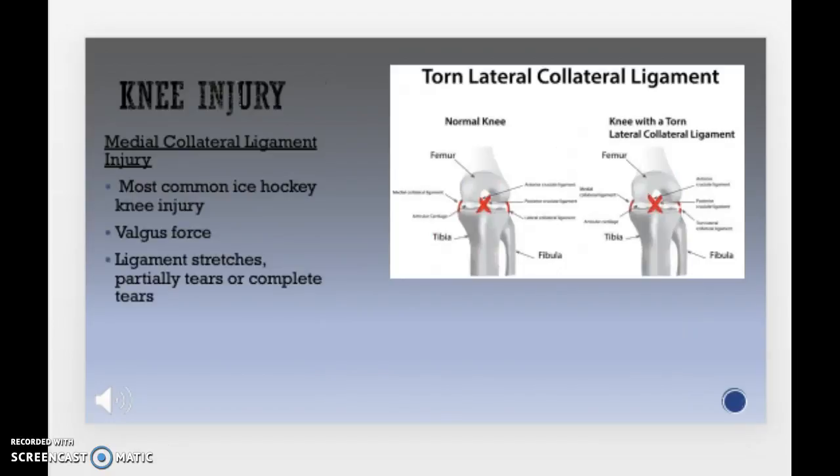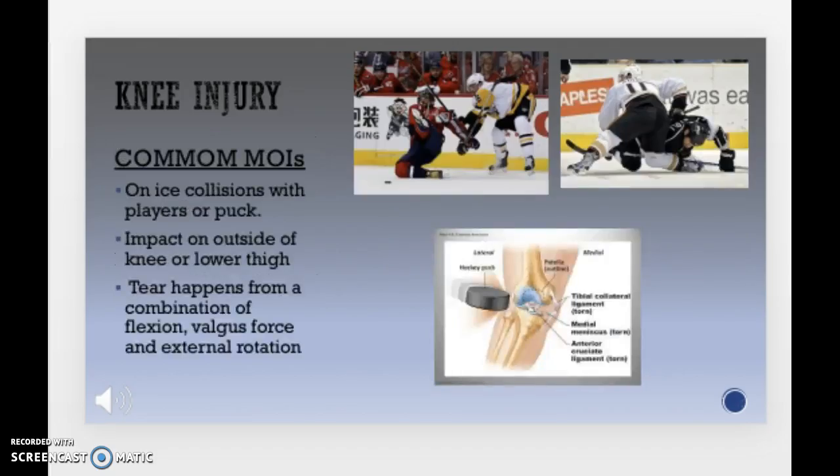So those are how the degree or severity of the injury is decided. Up next, we have a common knee injury. So what we're going to be looking at here is the medial collateral ligament injury, or the MCL. This is the most common knee injury in hockey. It's usually caused by collisions that produce twisting valgus force on the knee joint, which causes the ligaments to stretch, partially tear, or completely tear.